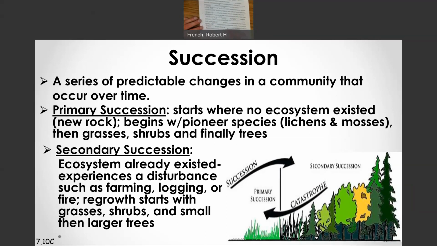It begins with blank species. Those are called pioneer species. Yeah, pioneer. That word is right here. Begins with pioneer species such as lichens and mosses. That word is not lichens, it's lichens.